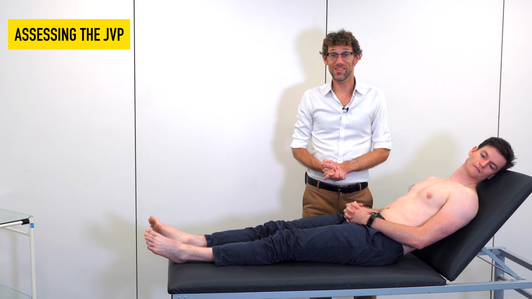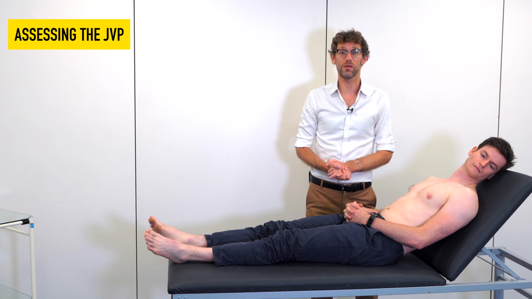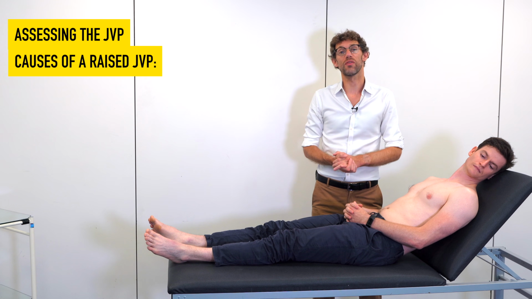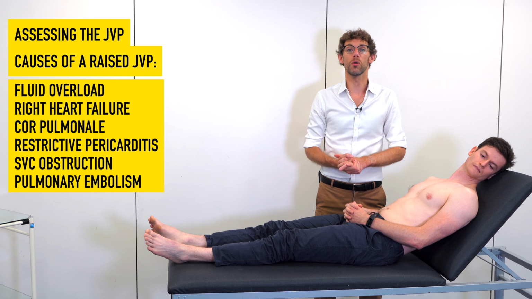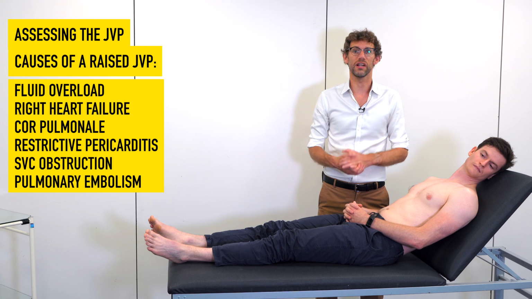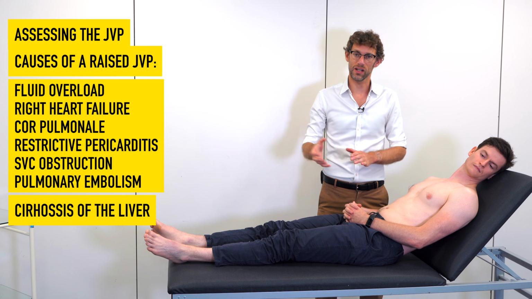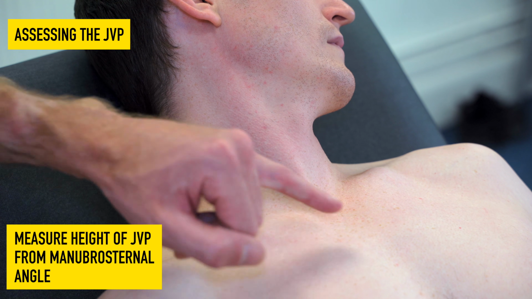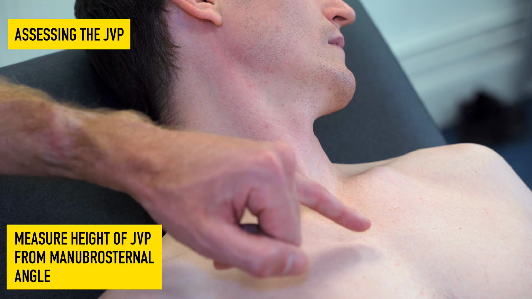The JVP is essentially a manometer of the heart. It gives an idea of what's going on in the patient's right atrium in terms of pressure. So there are multiple things that may cause a raised JVP, but from an abdominal perspective, we're going to essentially be focusing towards liver failure, cirrhosis of the liver that may be affecting the blood supply coming back. Now, we're measuring the JVP from the manubrial sternal height upwards with a sort of imaginary ruler.